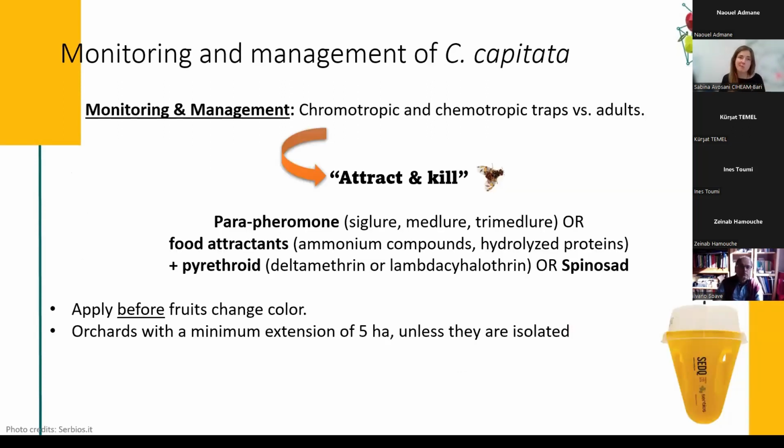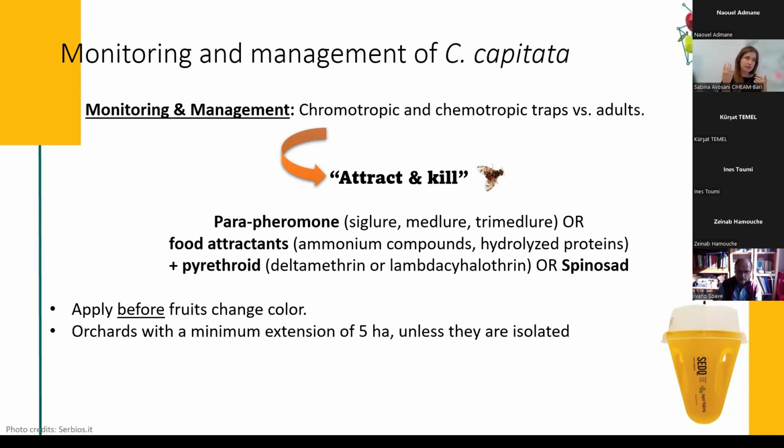Again, monitoring and management are entangled. So the first step is to detect early infestation by using chromotropic and chemotropic traps, targeting the adults. So especially males, you have sticky traps treated with a parapheromone. So once you spot the males, you can go on with an attract and kill approach.